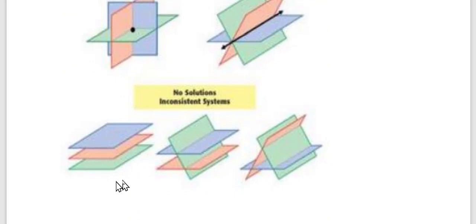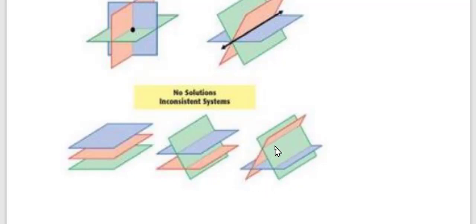No solutions occurs in these 3 scenarios. The first one here is kind of like the parallel lines, where the planes themselves are parallel. So they will never intersect, so you will never find one point or any points that are true on all of those planes. This picture in the middle shows that you have an intersection between the green and the blue, and between the green and the peach, but if the blue and the peach don't intersect at that same spot, you don't have anything that satisfies all 3 equations.